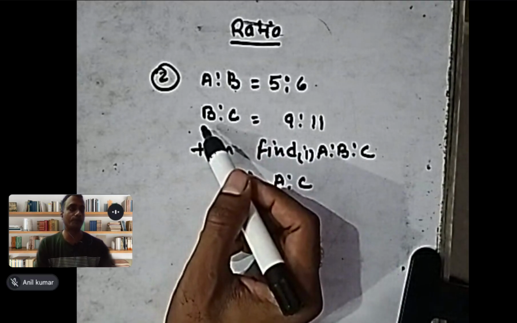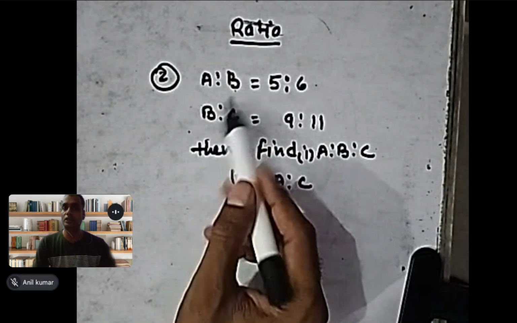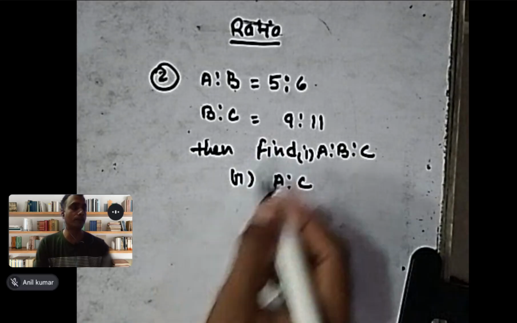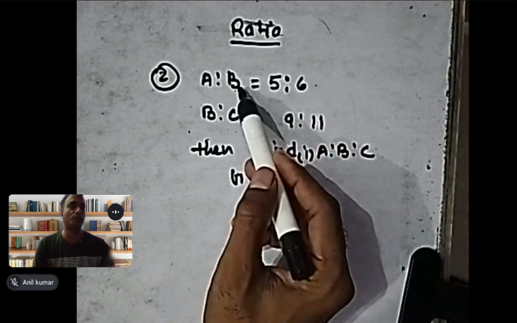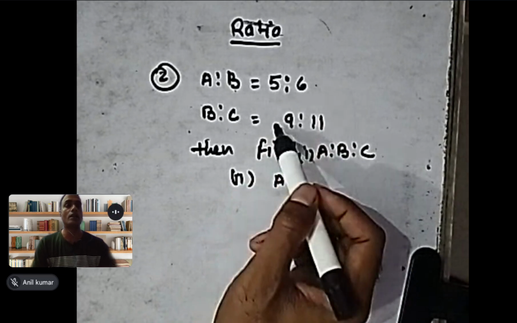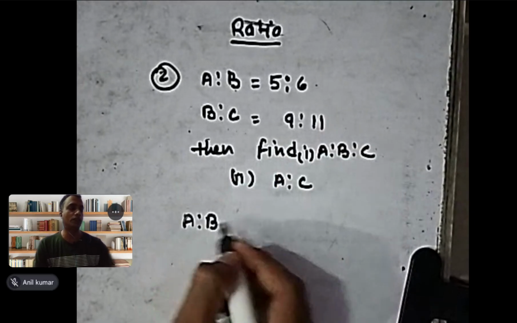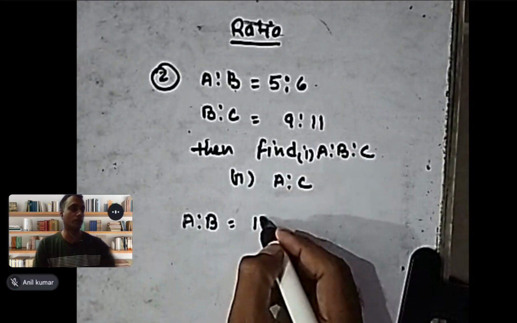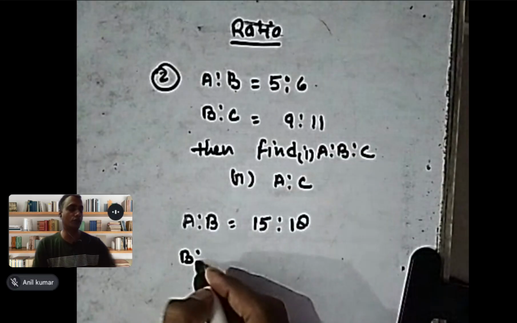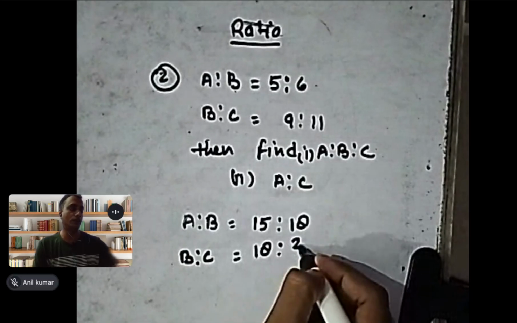Now we have to equate B in each ratio. The common term you have to equate. So for equating, just find the LCM of the value of B in the first ratio and in the second ratio. This is 6 and this is 9, and if we take the LCM, that is 18. So we have to make A ratio B equal to, just multiply the terms with 3, that is 15 ratio 18. And in B ratio C, you also have to multiply with 2, that is 18 ratio 22.